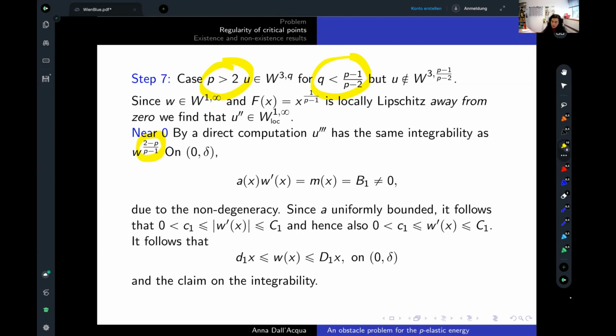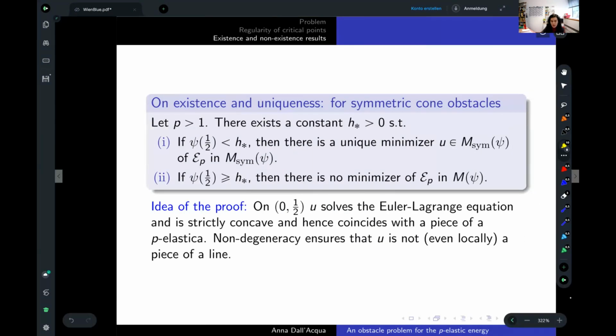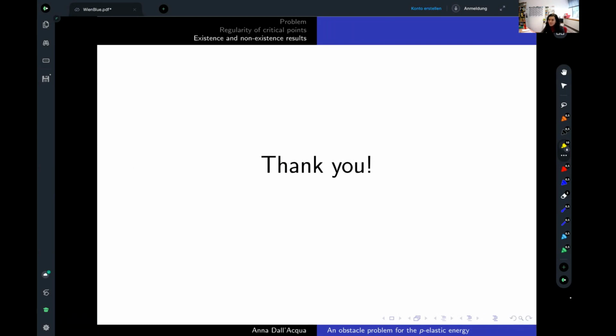Right, so that's about the regularity of critical points. And then perhaps as last, for symmetric cone obstacle, we have an optimal existence, non-existence result. So there exists a constant H star, such that if the obstacle is below this constant, then there exists a unique minimizer of the p-elastic energy in the class of symmetric free graphs. And if the obstacle is bigger than this constant, then there is no minimizer. And thank you very much for your attention.